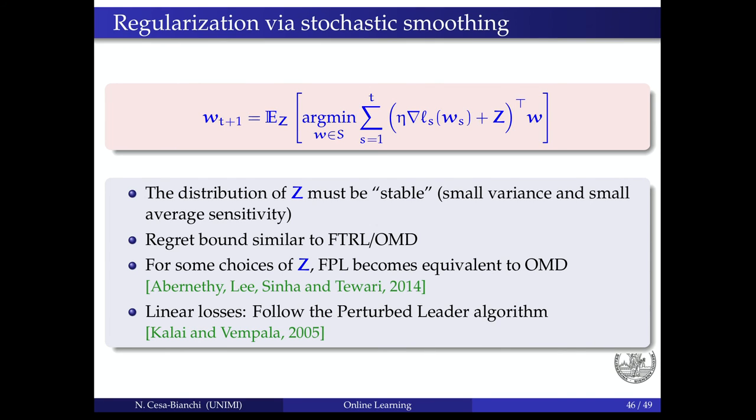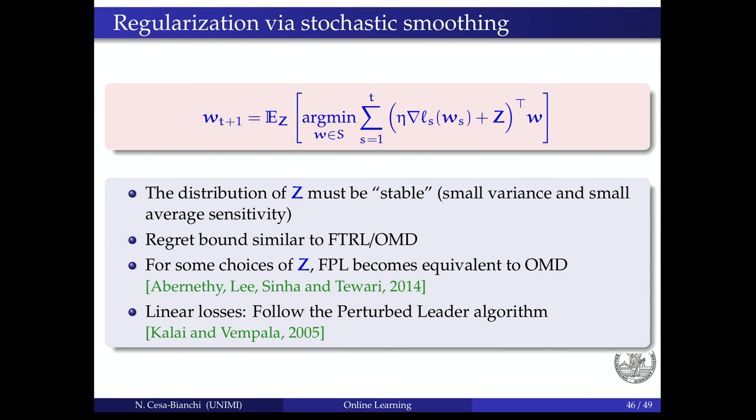And for some choices of the distribution of the perturbation, this regularizer becomes equivalent to online mirror descent, meaning that these things will be the same, provided the sequence of losses is the same. Okay, so this is another possibility.